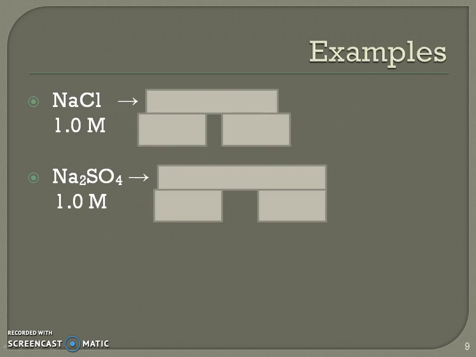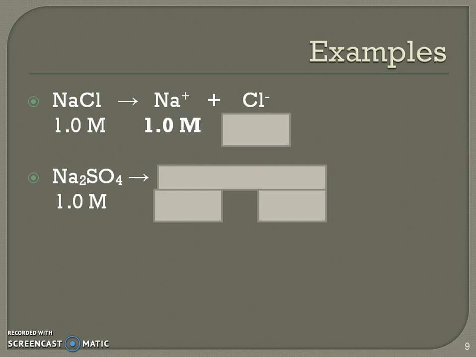We have NaCl. If we look at that NaCl, what's it going to break into? It's going to break into the two ions of Na plus and Cl minus. So if we have 1 molar solution of salt water, how many moles of the Na plus are we going to have? 1, because the coefficients are 1-to-1 ratio. So the molarity or the concentration of the chloride ion is also going to be 1, because again, the 1-to-1 ratio. But now let's look at sodium sulfate.